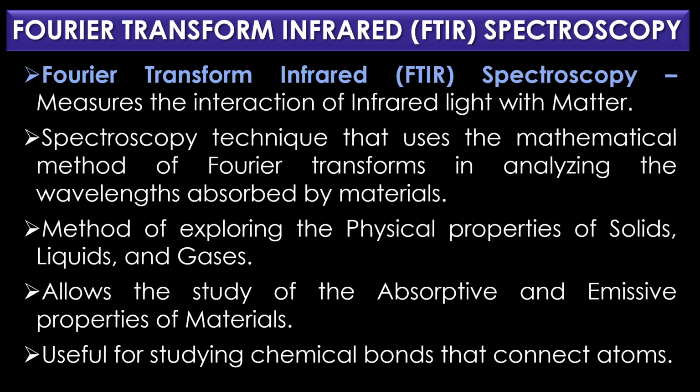Fourier transform infrared spectroscopy. FTIR is a spectroscopy technique that uses the mathematic method of Fourier transforms in analyzing the wavelength absorbed by materials. Fourier transform infrared spectroscopy is a method of exploring the physical properties of solids, liquids, and gases. More specifically, FTIR allows the study of the absorptive and emissive properties of materials. The choice of IR wavelength in FTIR method is particularly useful for studying chemical bonds that connect atoms.